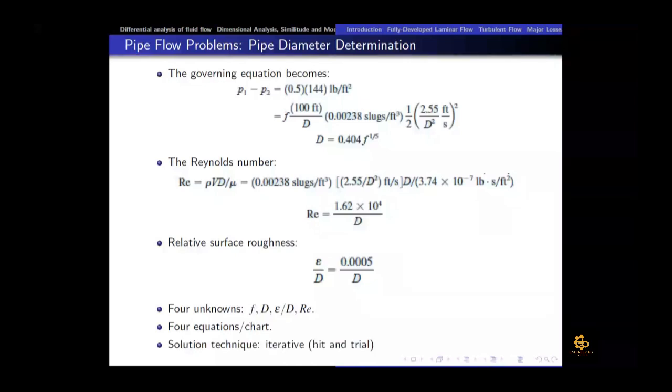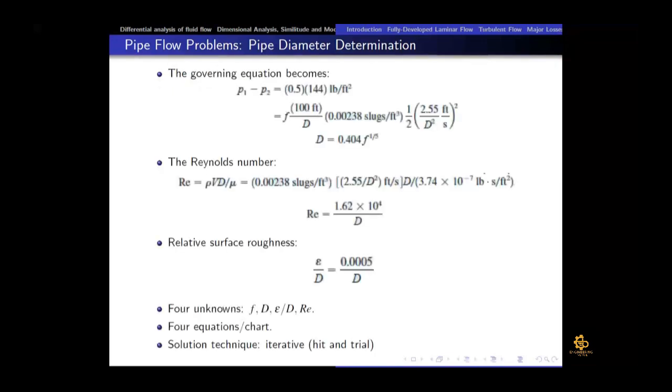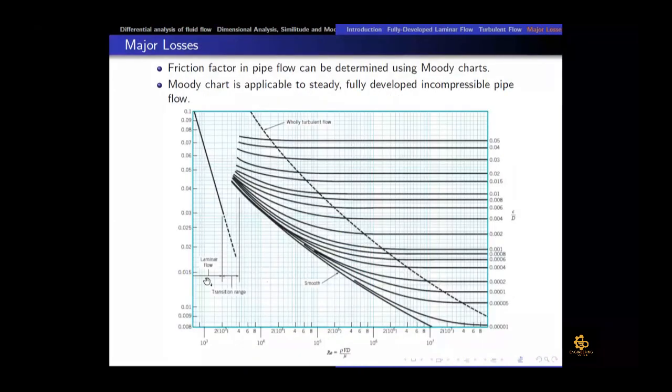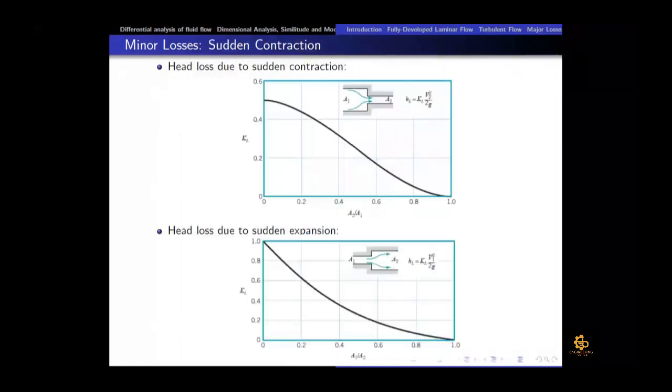Let's see. First of all, we assume that the friction factor is 0.02. It is just an educated guess. If I take you to the Moody chart, 0.02 is this value where the mouse cursor is. We are just taking an educated guess that the friction factor is in the middle of this chart. So we have assumed that the friction factor would be equal to 0.02. Once we get this value, then we can proceed with the calculation.